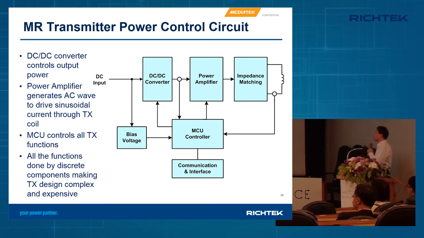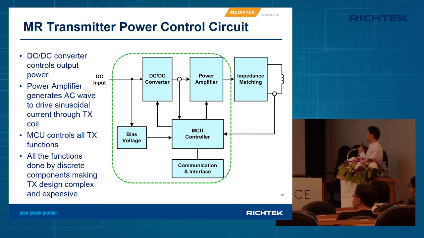The next one is the transmitter power control circuit. The DC-DC converter controls the output power. The power amplifier drives AC to drive the transmitter coil. And the MCU controls all the transmitter functions. If all the functions are done by discrete components, it will make the transmitter design complex and expensive. So we can consider an integrated solution.